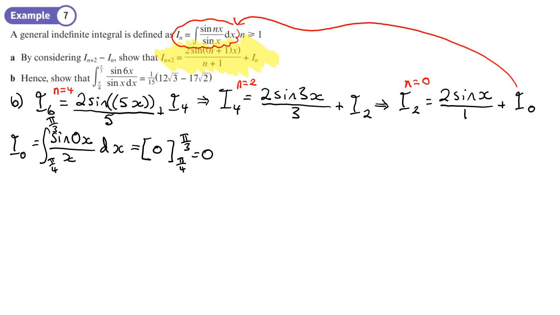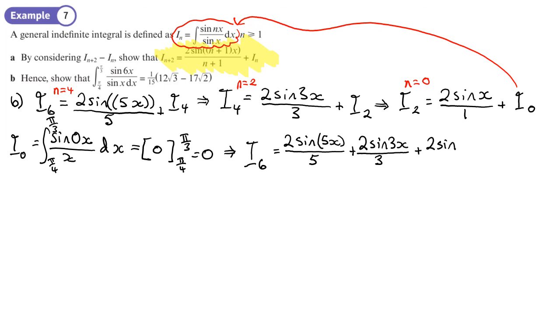We can now work backwards, or forwards. So I6 is equal to 2 sine 5x over 5 plus I4. Now what's I4? 2 sine 3x over 3 plus I2. And what's I2? 2 sine x over 1 plus I0. And what's I0? It's 0. Now since we've got limits, we just need to substitute our limits in here, pi over 3 and pi over 4.